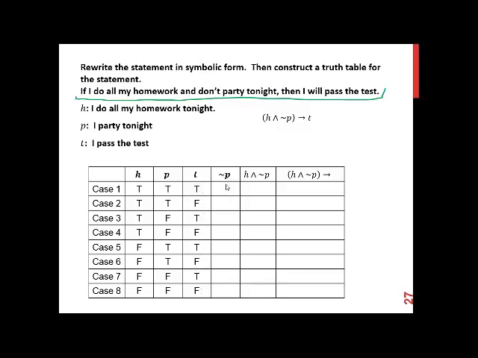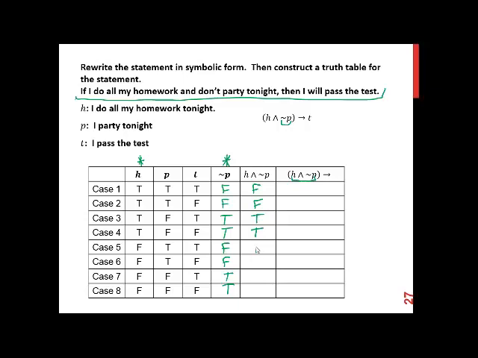Not P will be our first column because we're going to need it here. So not P, we just flip all the P's. It becomes false, false, true, true, false, false, true, true. Alright, now H and not P, we'll be looking at our H column and our not P column. And this is AND, meaning they both must be true. So in the first case, they're not both true because the not partying is false. In the second case, the not partying is false. In the third case, they're both true, so the AND works. In the fourth case, they're both true, so the AND works.